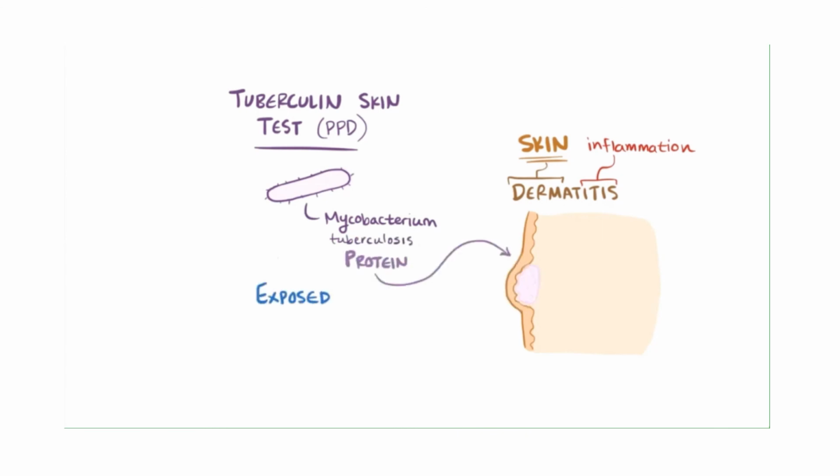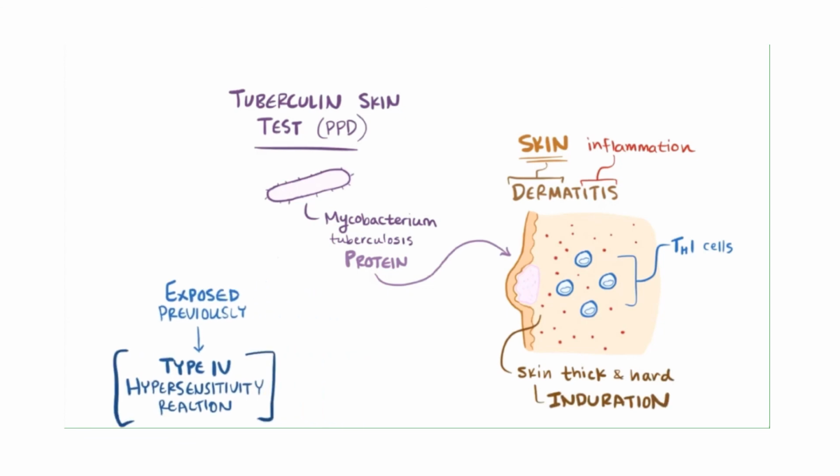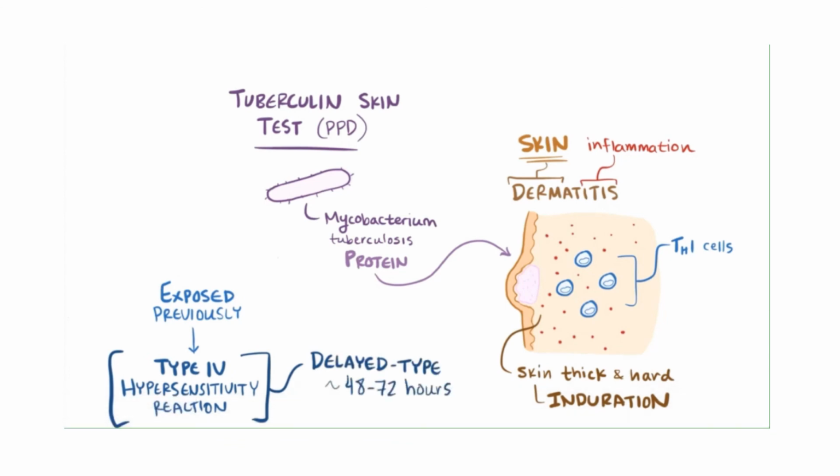If that person's been exposed to TB previously, they'll develop a type 4 reaction, where TB-specific Th1 cells will migrate to the injection site and create an inflammatory response that results in the skin getting thick or hard, called induration. The type 4 hypersensitivity is also sometimes referred to as a delayed type hypersensitivity, since it usually takes about 48 to 72 hours to recruit Th1 cells to the site of exposure. So these skin reactions usually appear over that time window.